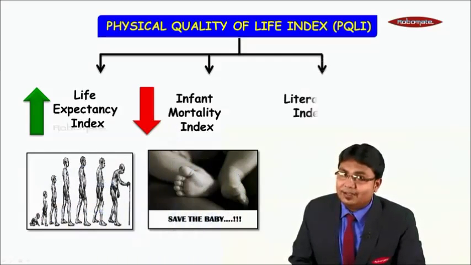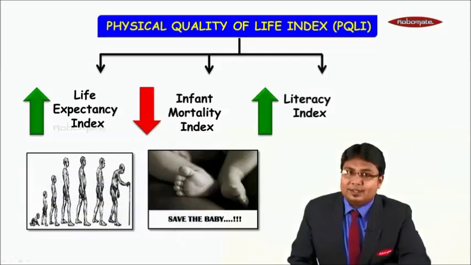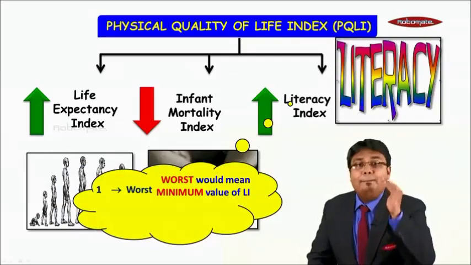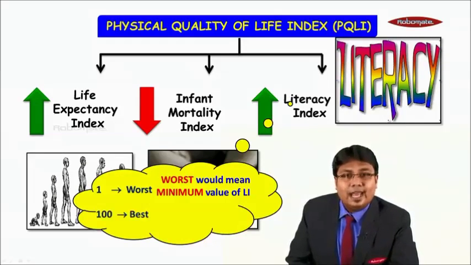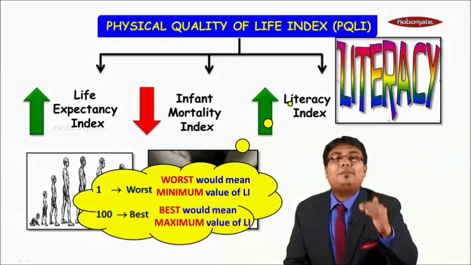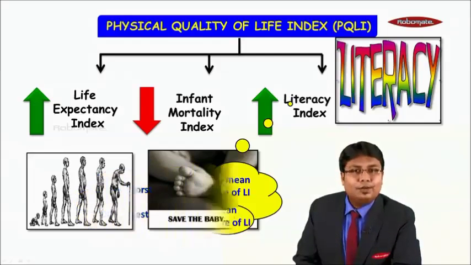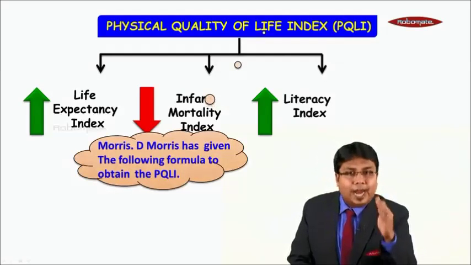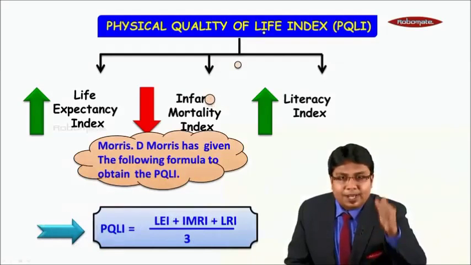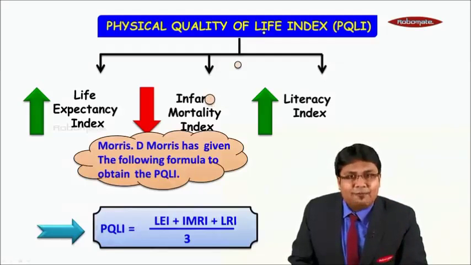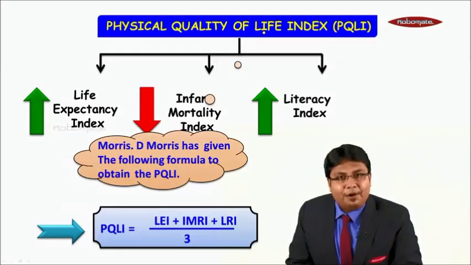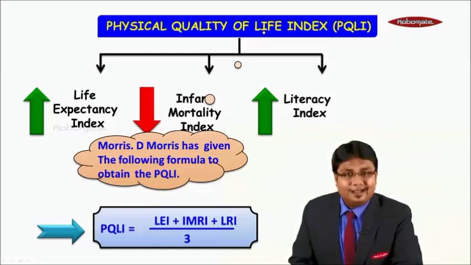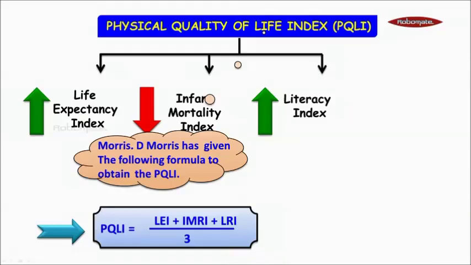Which was my third indicator, students? It was the literacy index, which should increase. And again, I want to say one thing. Worst would mean the minimum value of literacy, and best would mean the maximum value of literacy. So to conclude, students, Morris D. Morris has given the formula to obtain PQLI, which is PQLI equals life expectancy plus infant mortality rate plus literacy rate, divided by 3. So this was all about the indicators of PQLI.